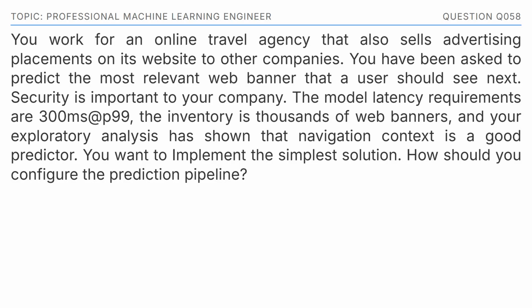You work for an online travel agency that also sells advertising placements on its website to other companies. You have been asked to predict the most relevant web banner that a user should see next. Security is important to your company. The model latency requirements are 300 ms at P99, the inventory is thousands of web banners, and your exploratory analysis has shown that navigation context is a good predictor. You want to implement the simplest solution. How should you configure the prediction pipeline?